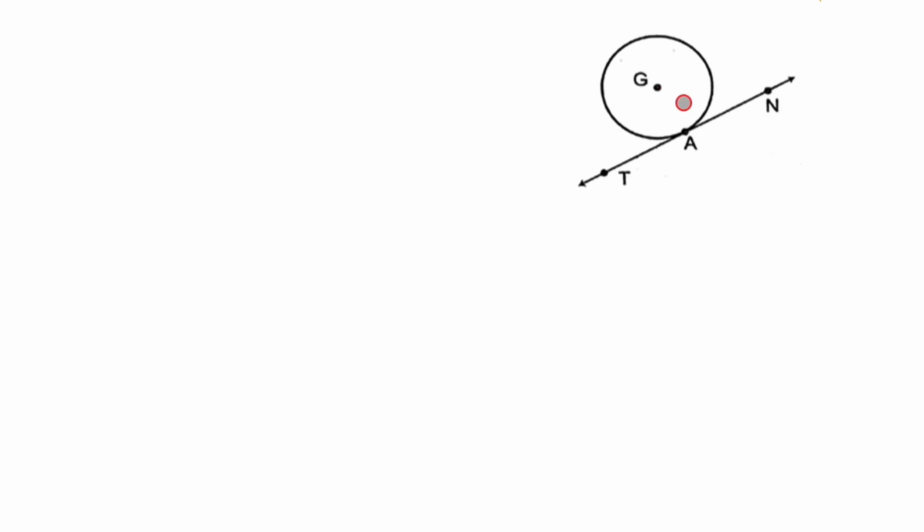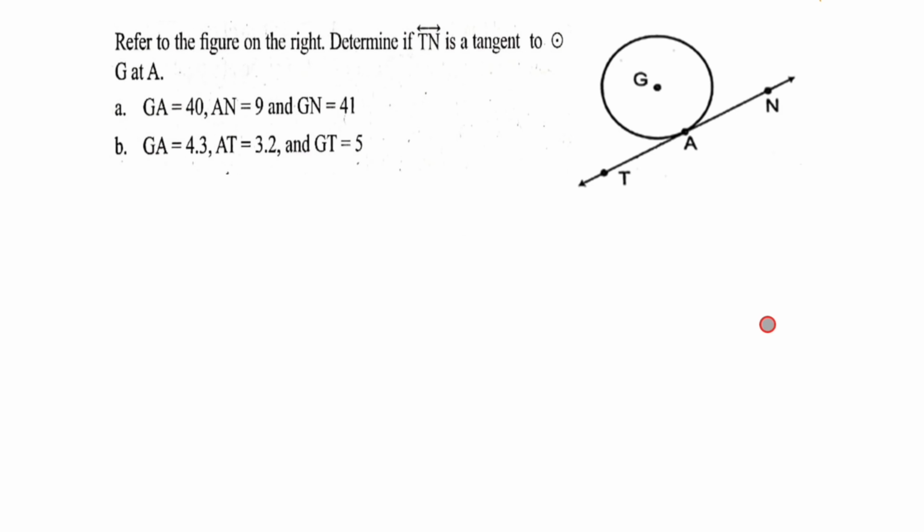Example, we have here the diagram. Ito yung diagram natin. We have circle G as the circle. Then, we have here the tangent TN, simula dito hanggang dito. Pwede naman tangent TA kung mag-reverse. Ang kanyang point of tangency is A. So we have here, refer to the figure on the right and determine if line TN is a tangent to circle G at A.